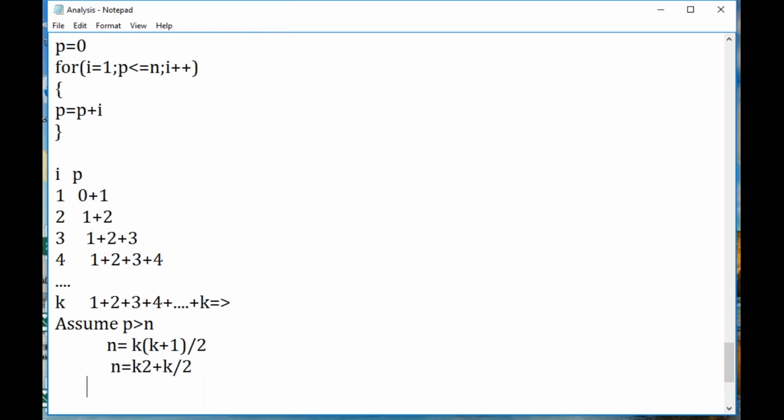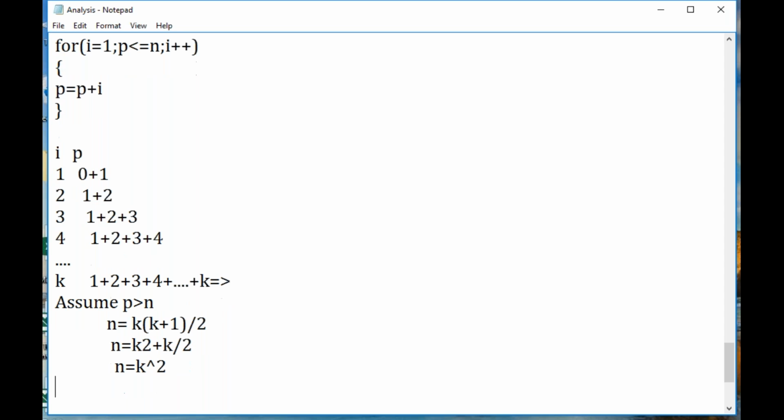Once you mention this, it will come here as N assign K square. Where this K square can be, where we need the value of N, right? So we can assign that K is equal to square root of N. Guys, is this clear?